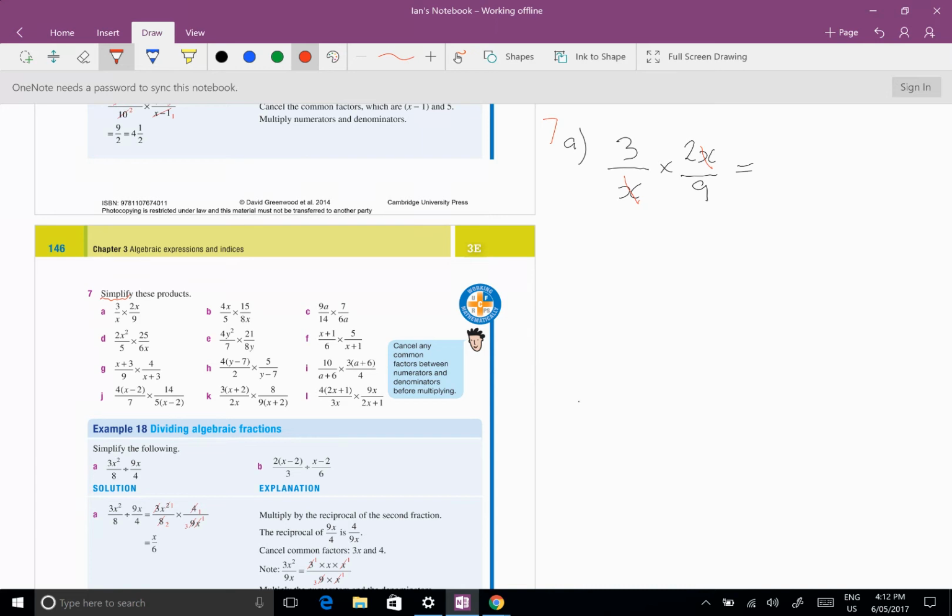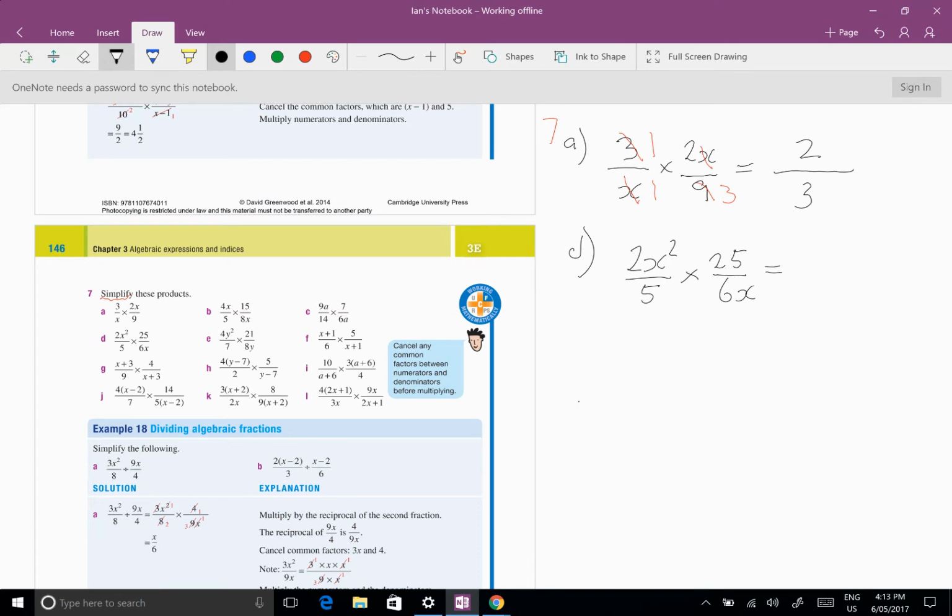And then I go, all right, well, 3 goes into itself once and 3 goes into 9 3 times. Looks a bit messy, but it's not. So I got 1 times 2 on the top, well, that's 2. And I got 1 times 3 on the bottom. Oh, 1? Yes, because when I cancel that x, there's a 1 there. And that gives me 2/3. Let's have a go at D. I'm just doing the first column. I've got 2x squared on 5 times 25 on 6x.